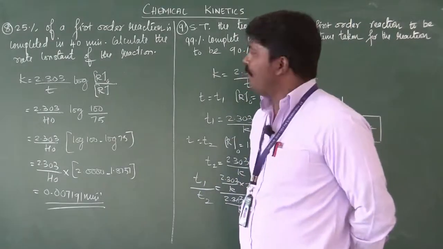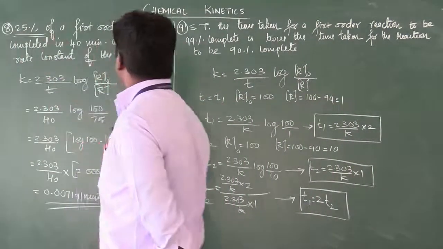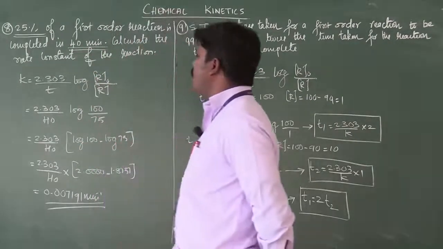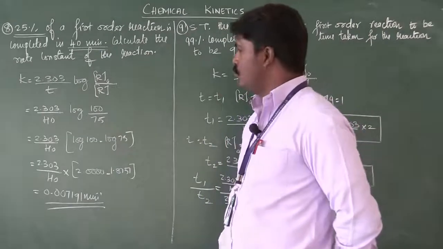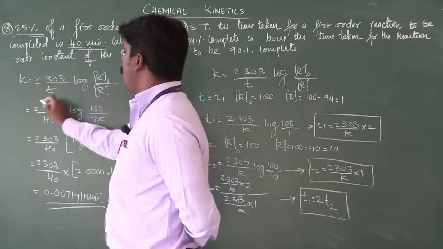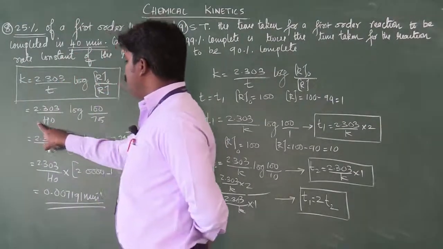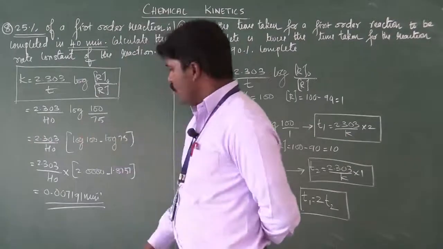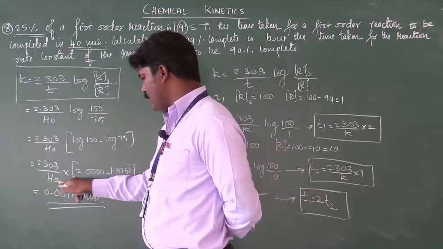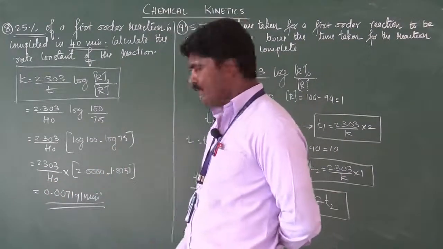Eighth one, that is 25% of first order reaction. 25% of first order reaction is completed in 40 minutes. Calculate the rate constant of the reaction. So we know the formula. K is equal to 2.303 by T log R naught by R. For this, 2.303 by 40 log 100 by 75. So I can write log 100 minus log 75. So 2.303 by 40 into the log value, 100 by 75, which is 0.1249.